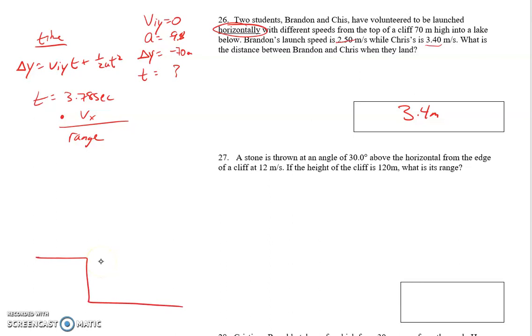Number 27, a stone is thrown at an angle 30 degrees above horizontal from the edge of a cliff at 12 meters per second. If the height of the cliff is 120 meters, what is its range? So how far away does this thing land? So you need to find the x and y components. The y is 6, the x is 10.39. Your delta y is going to be negative 120, so that's how you're going to get the time.